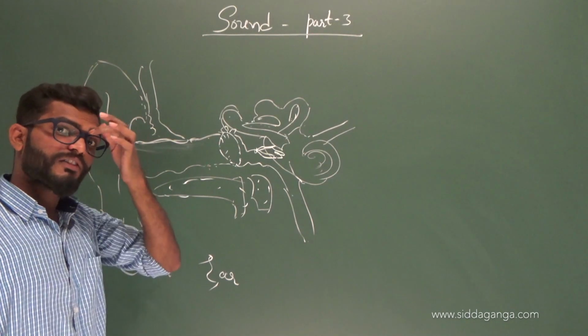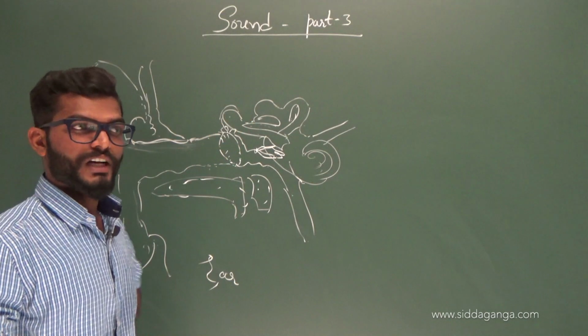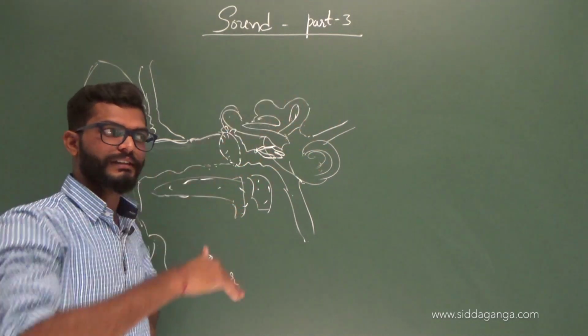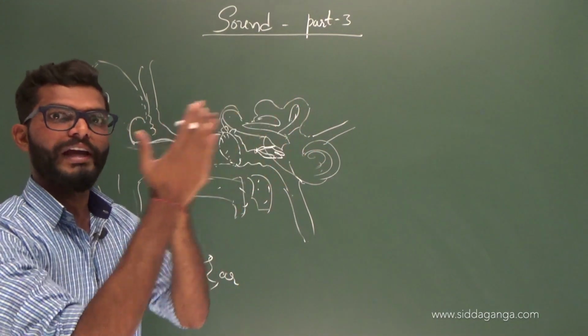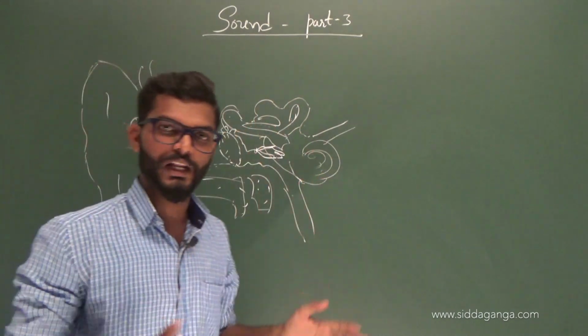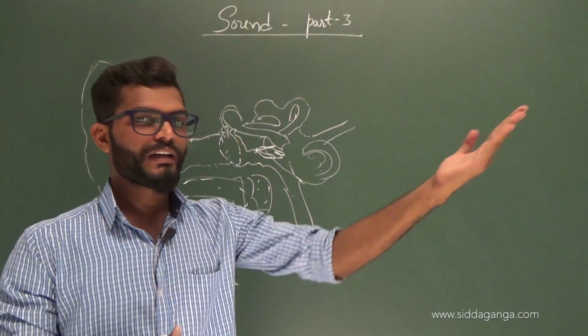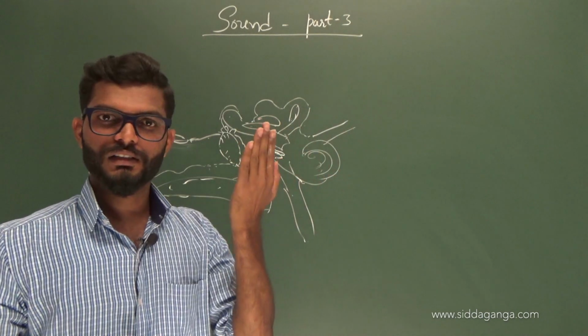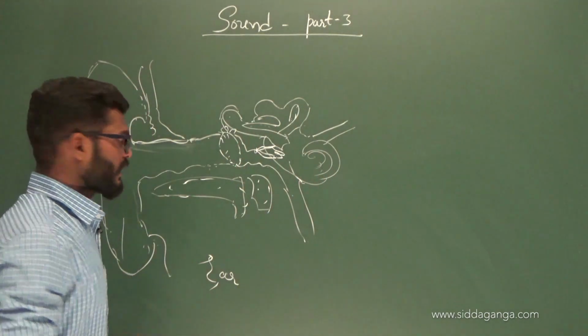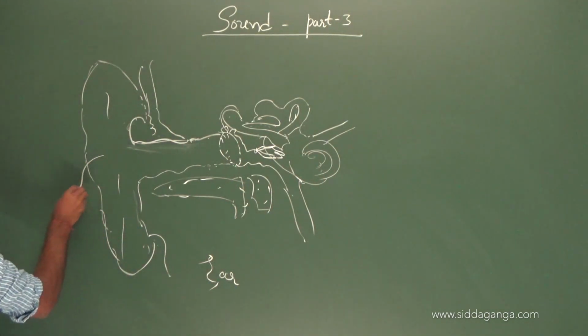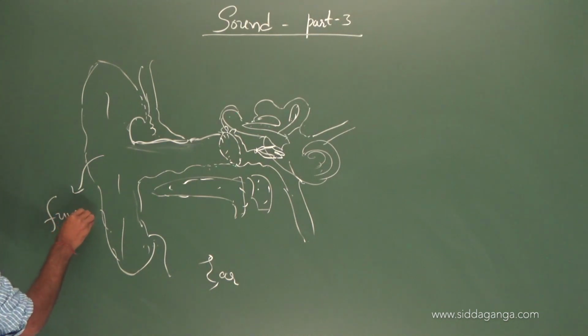So whenever the sound from a source, when an object produces sound at a distance, that sound propagates through air medium or solid or liquid medium. In a medium, it can travel from one place to another place. So once the sound reaches, it enters the funnel-shaped outer ear.